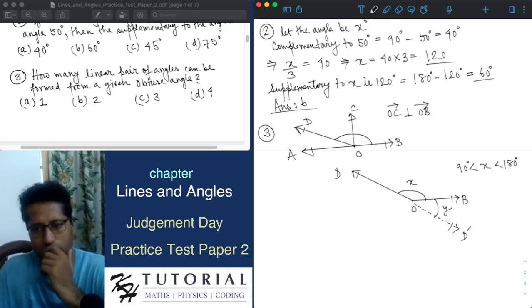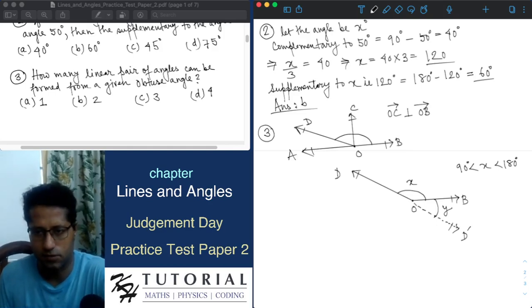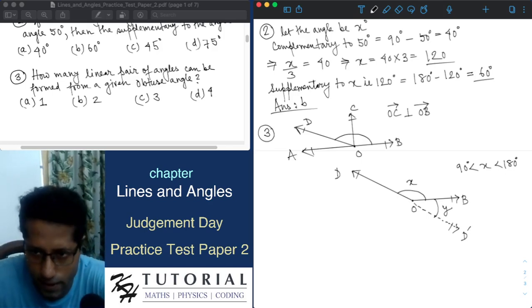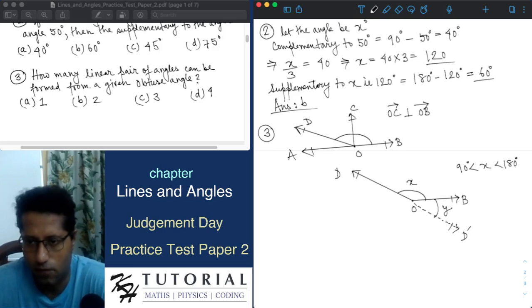So x and y are a linear pair of angles, since DOD dash is a straight line, and OB is a ray incident on the straight line DOD dash. So therefore x and y are a linear pair of angles. This is one possibility of having an angle y which will be linear to x. So how many more such y angles can we create?